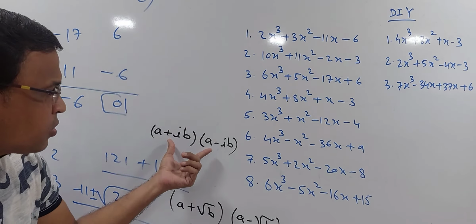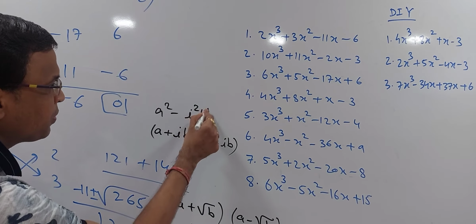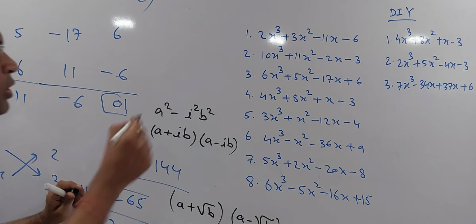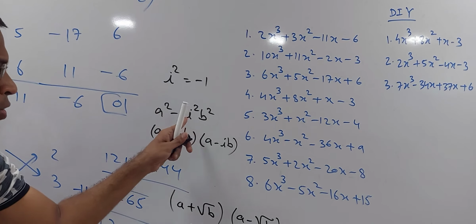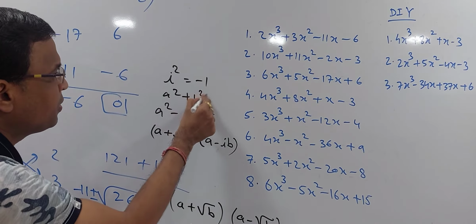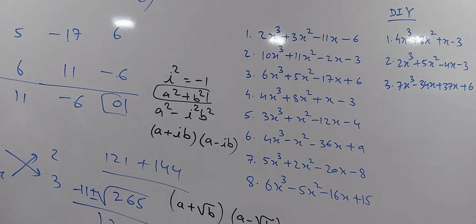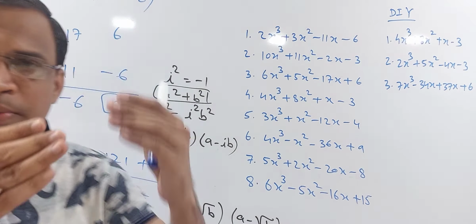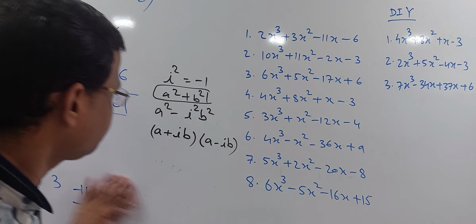Now just check, when I multiply these, I get a square minus i square b square. And I hope those who have done the complex number topic know that i square is minus 1. So when you put i square as minus 1, minus of minus gives plus 1, so ultimately you are getting a square plus b square. So this is obviously rational. That is the reason irrational roots and complex roots always come in pairs. That's why I subtract 2. Hope this is fine. Let us jump to the next question.